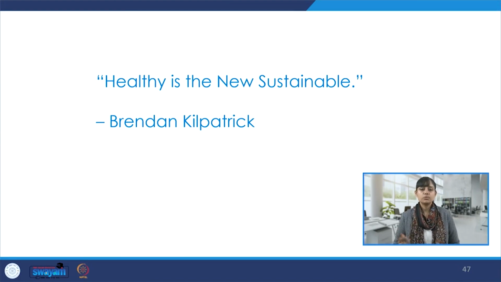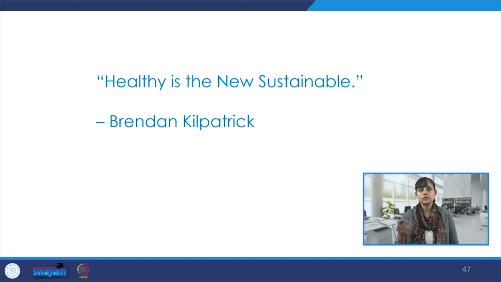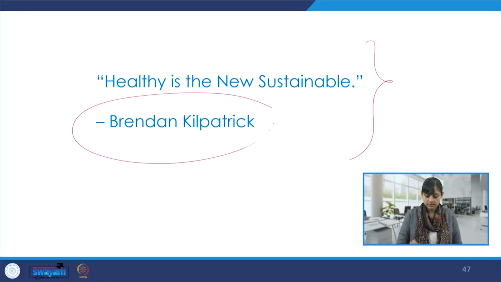So I always like to put an interesting quote, and we have been talking about sustainability, we have been talking about health, well-being, we have been talking about interior spaces, rating systems, certain credit points, criteria, how to achieve good health, well-being, and sustainability through responsible design of interior spaces. So healthy is the new sustainable is what is being quoted.